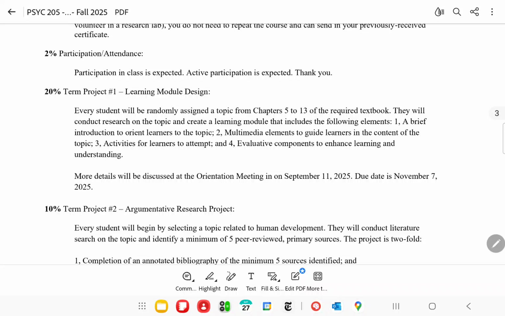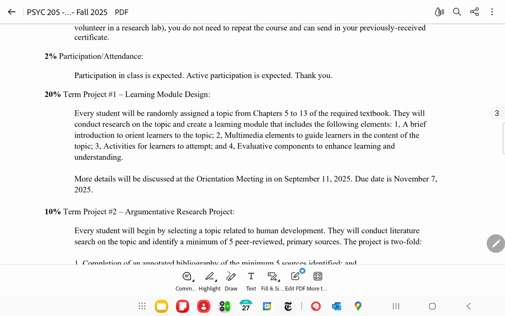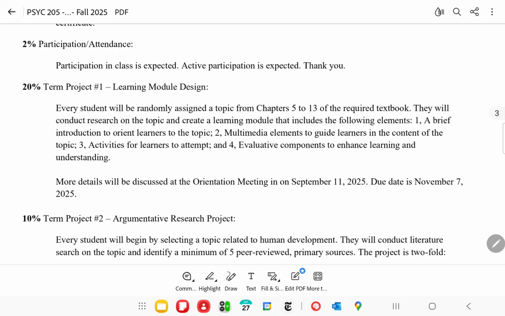So take a quick look here. First of the two term projects, the learning module design. Every one of you is expected to conduct research on the topic you've been assigned, and the objective is to create a learning module.